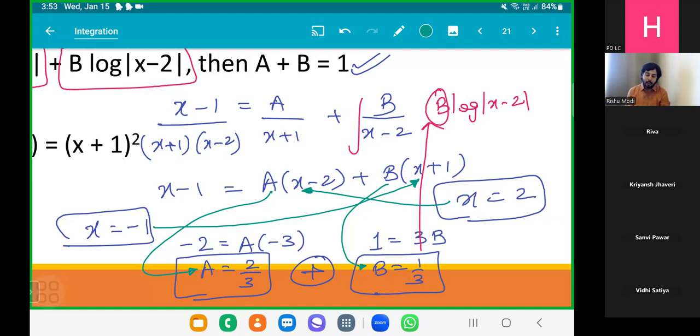Okay, now what is A plus B? Is it equal to 1 or not? It is. It is. So my answer will be true.